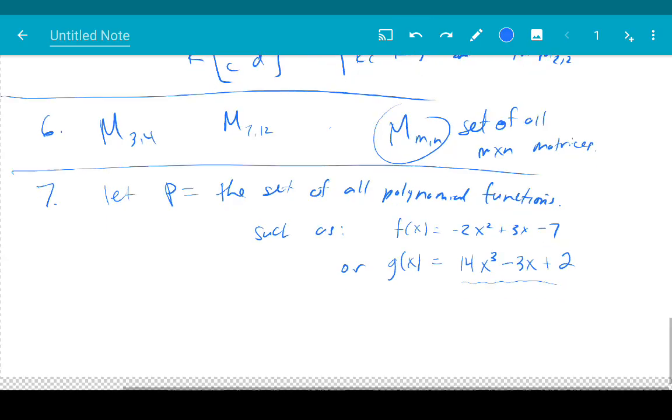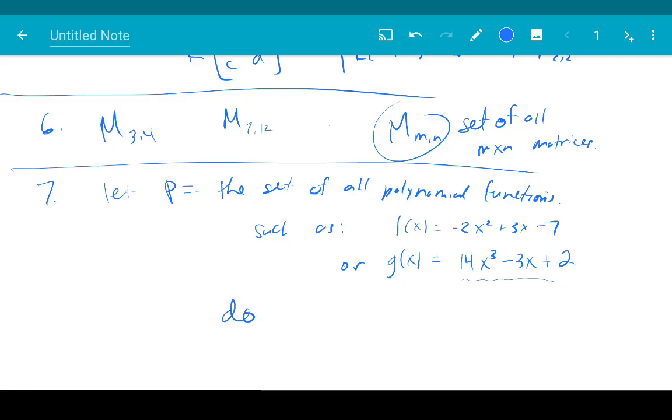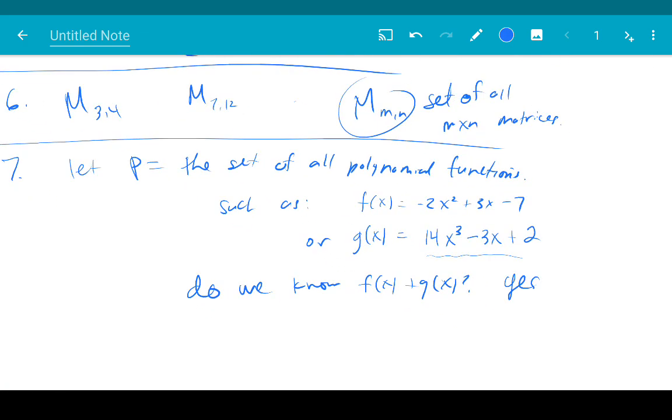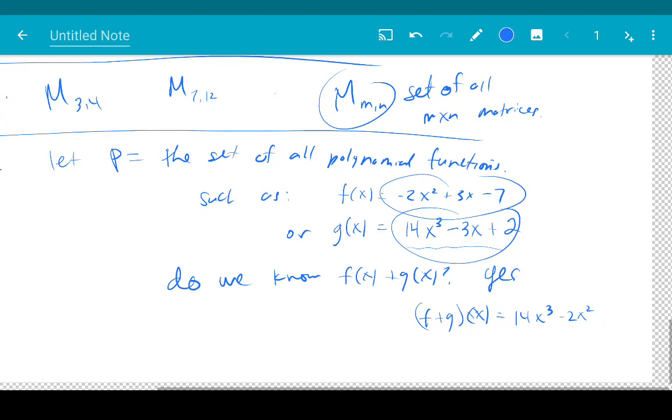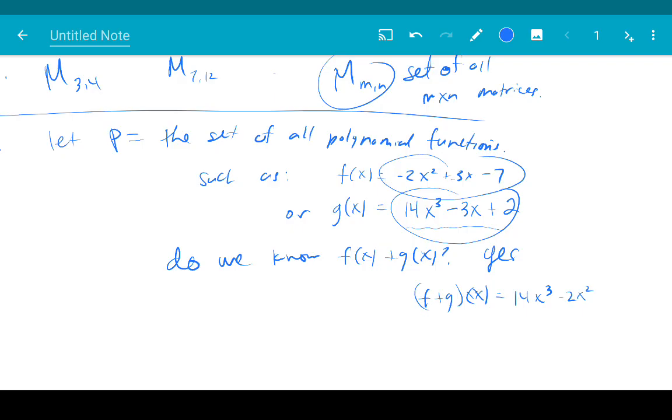Okay, well, why is this a vector space? Do we know how to handle f of x plus g of x if I took those two functions? Yes, we would. We write that as f plus g of x, which would just be the function where I add these two together. You just add the outputs of the functions together. You might have to combine some like terms, but we'd get 14x cubed minus 2x squared, plus 3x and minus 3x, so the x's actually disappear, and we get minus 5.